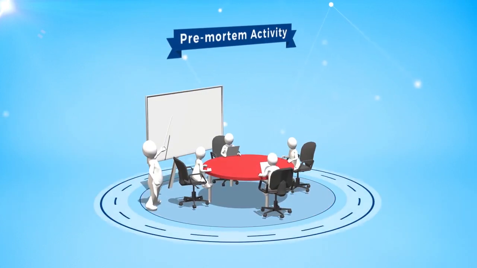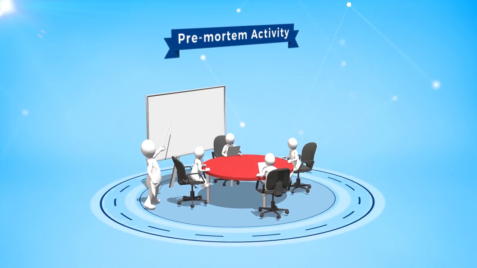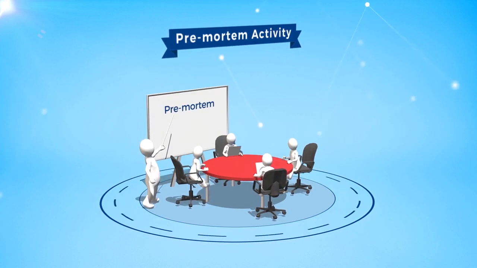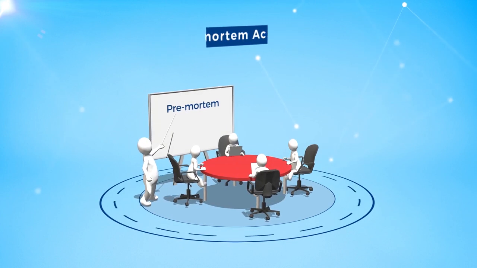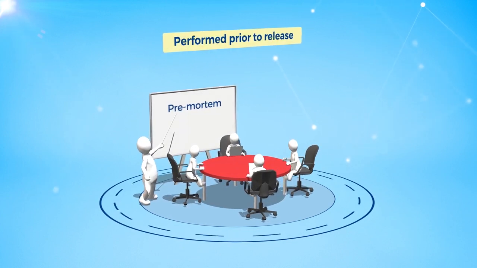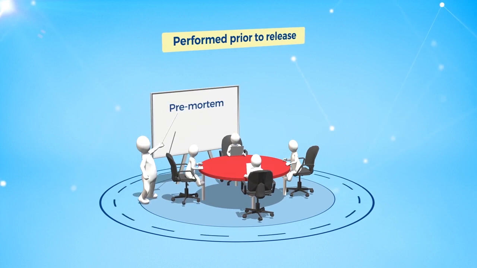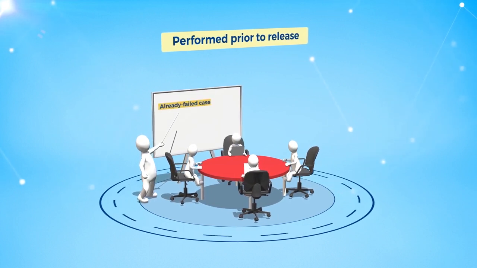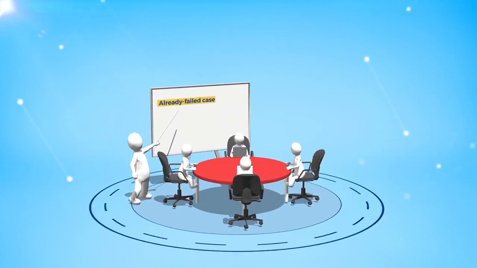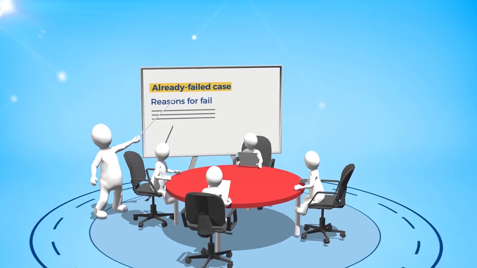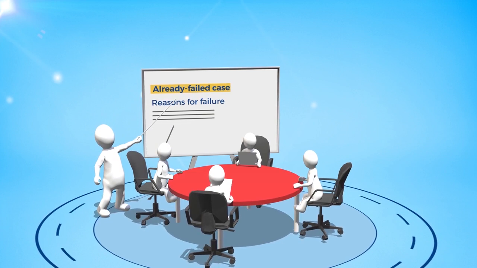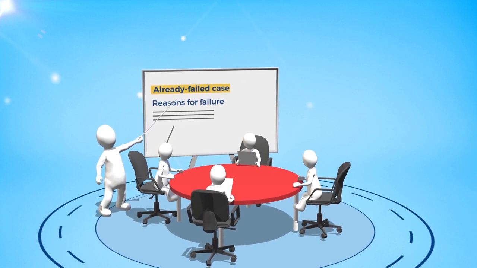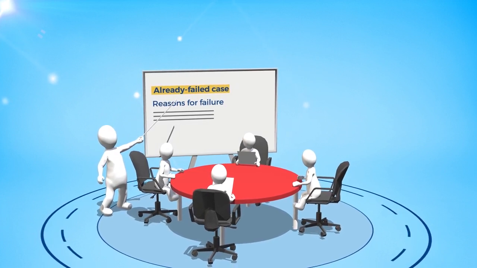An activity to run with your team on an Agile project in order to ensure a higher possibility of success and reduce risk is the pre-mortem. Pre-mortem activities are performed prior to release and help prepare for the upcoming release or challenge. The pre-mortem approach is to simulate an already failed case and then identify all potential reasons for why the failure occurred. The reasons for the failure are then eliminated.